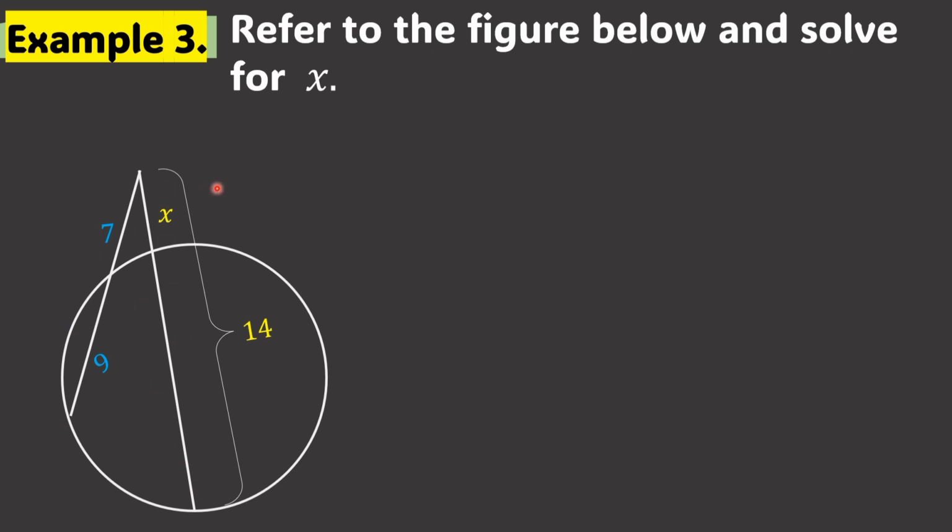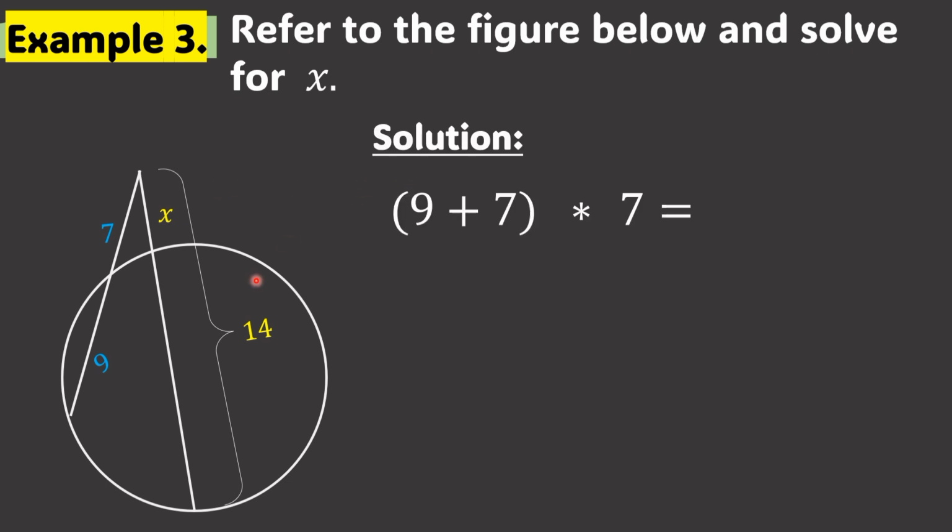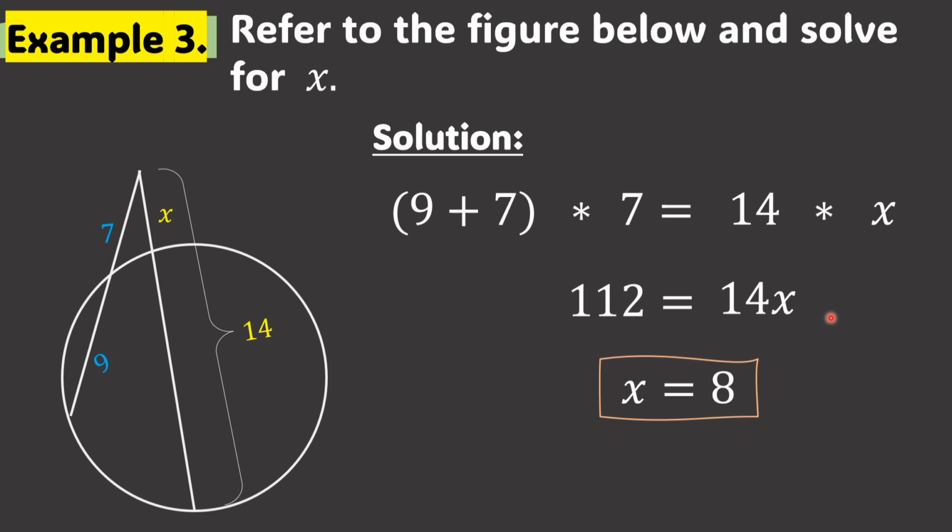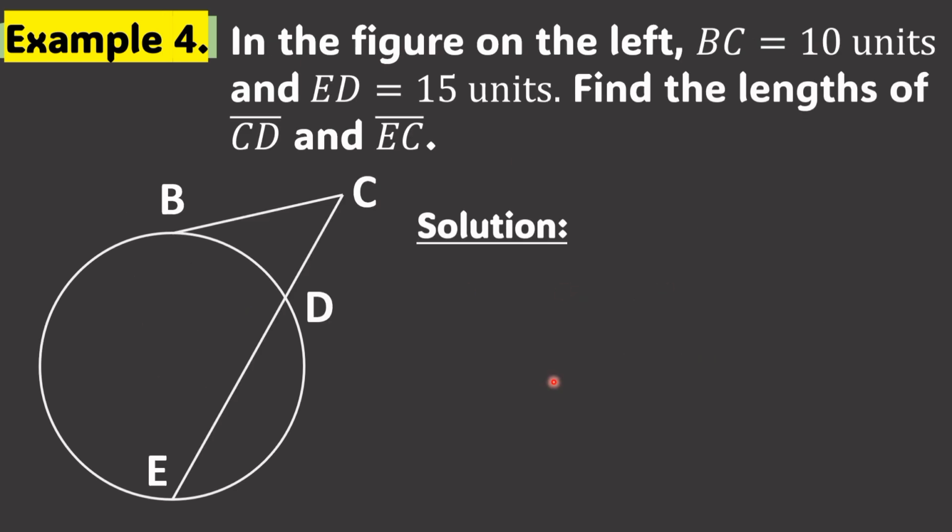Applying the two secant segments power theorem, 9 plus 7, quantity times 7 equals 14 times X. That is, 9 plus 7 is 16 times 7 is 112 equals 14X. Therefore, X is equal to 8. Next one, number 4 example.